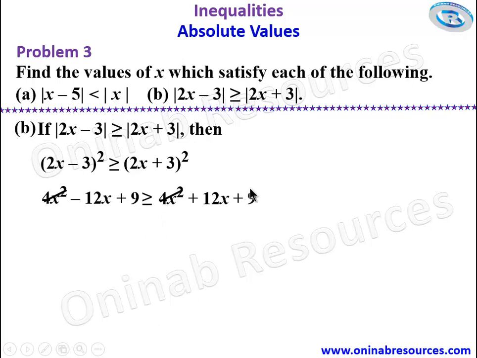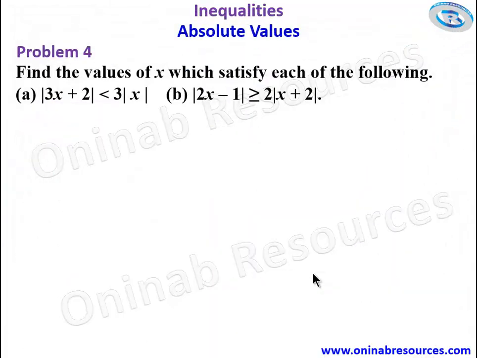Also, the 9 going to this side we cancel, so we are now left with negative 12x greater than or equal to 12x. We bring this to this side, it becomes negative 24x is greater than or equal to 0. Dividing both sides by a negative number again, we have x is less than or equal to 0. And that is all for problem 3. We then go to problem 4.